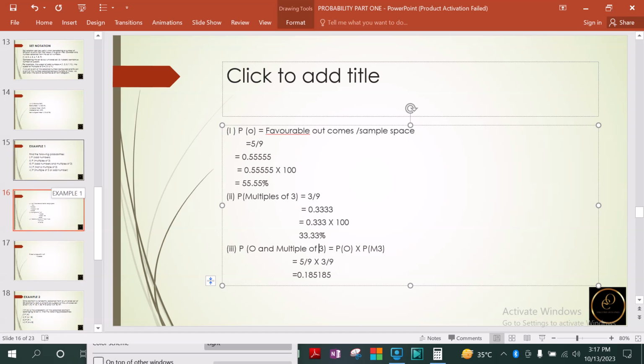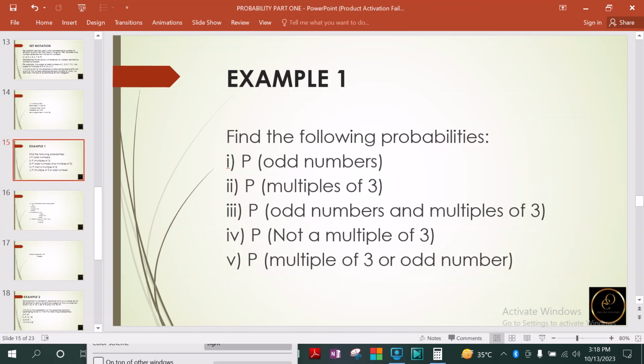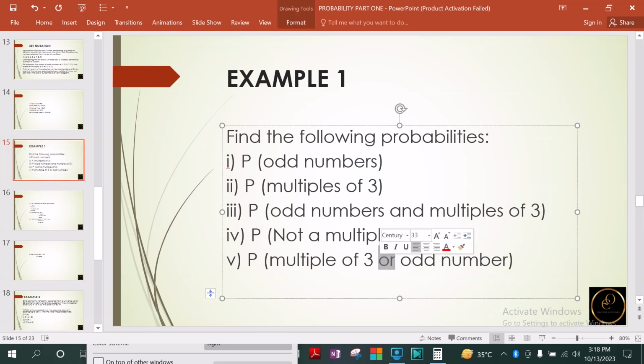Okay, so what is the next one? The next one is the probability of a multiple of 3 or an odd number. Just like before, as I've already cautioned you, when we look later on at the rules of probabilities, when the statement is expressing an option or a choice, here the word or means an option or a choice, then we add the probabilities.